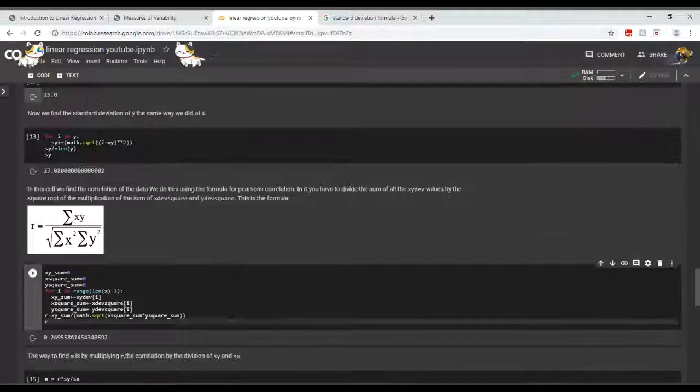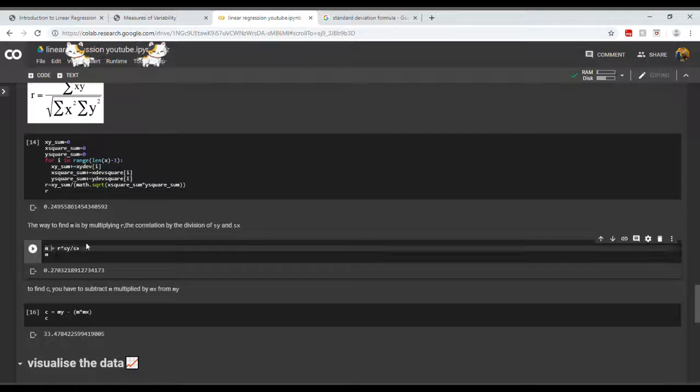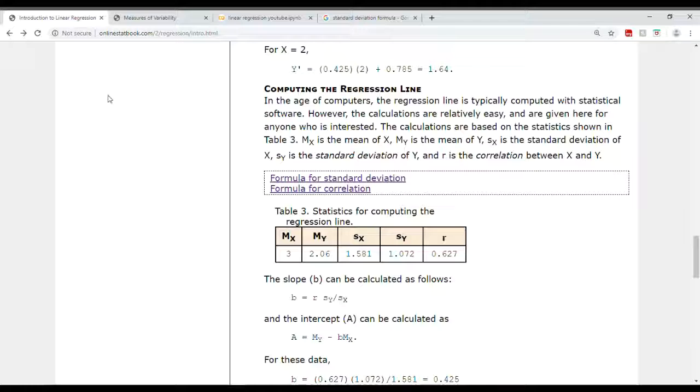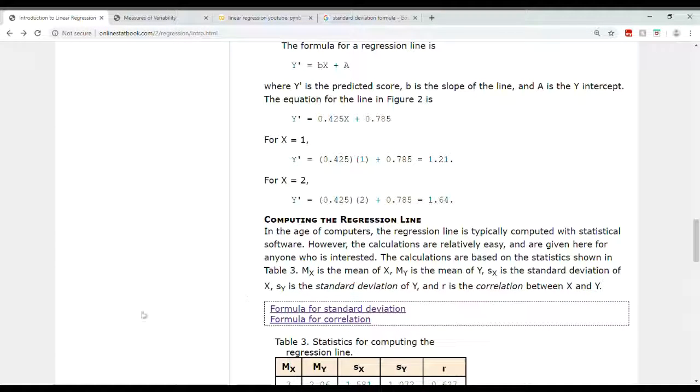Now we have everything we need to find the gradient, the most important bit according to me. So we multiply the correlation by the standard deviation of y divided by the standard deviation of x. What we have here, if you think about it, it makes kind of sense. I really can't explain this.